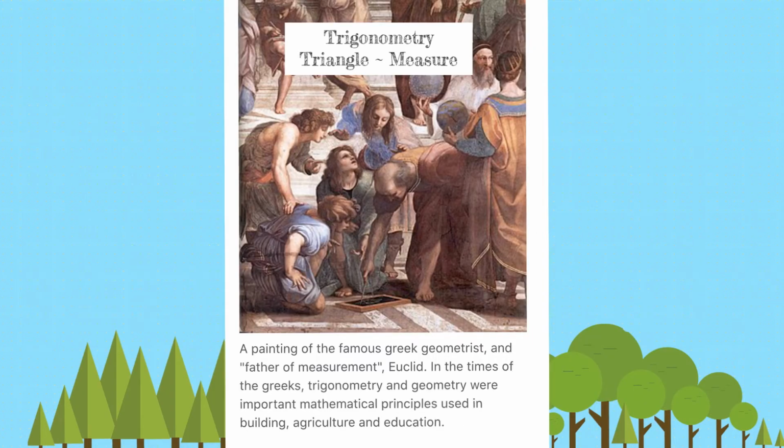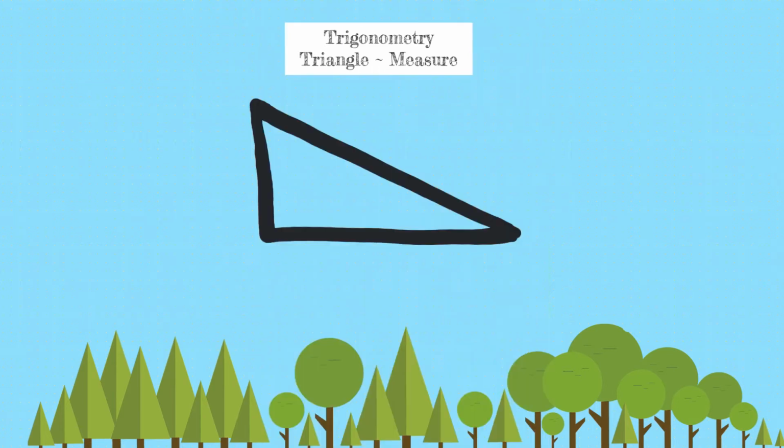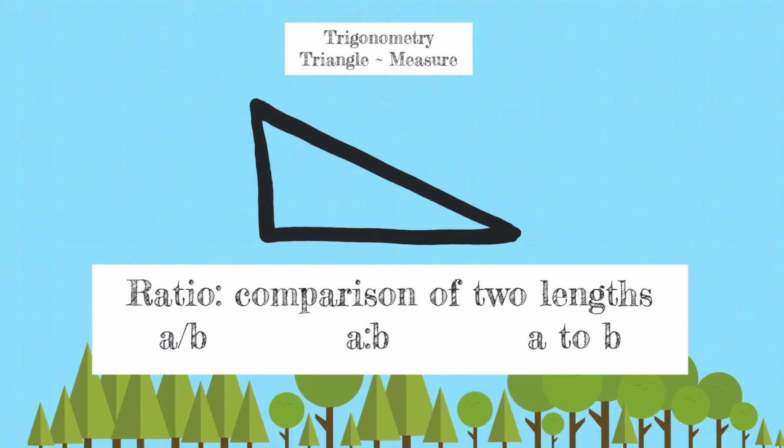Euclid was a famous geometrist. He's actually known as the father of measurement, and he was one of the first to study right triangles and their angle measure in depth. One calculation that he studied was the ratio of side lengths in similar triangles compared to their angle measure. And so remember that a ratio is just a comparison of two different lengths. You'll see it as a divided by b, a:b, or a to b.